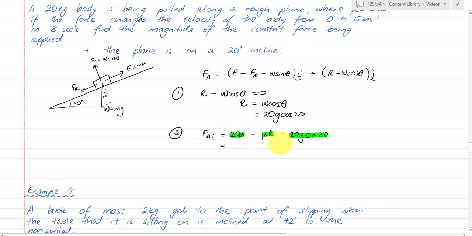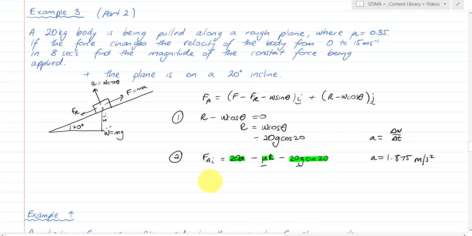So this is equal to 20 times, now A is equal to 1.875. So you might recall it's meters per second squared. In a previous video, we talked about the fact that A is equal to the change in velocity over the change in time. In this case, the initial velocity is 0. It goes from 0 to 15. A change in velocity of 15. Time is 8 seconds. Hence, A is 15 over 8, or 1.875.